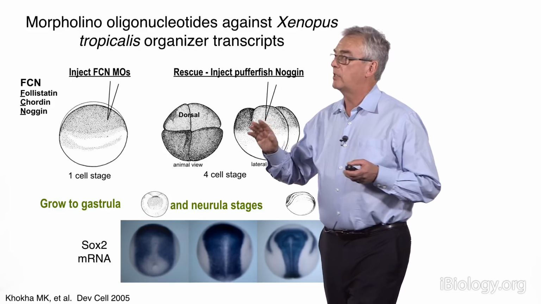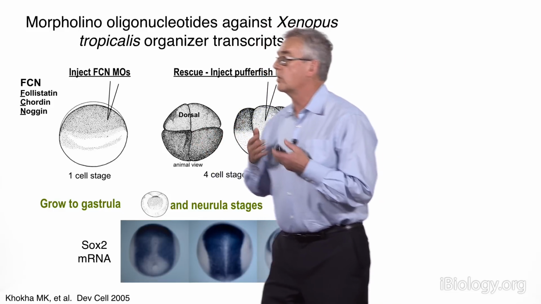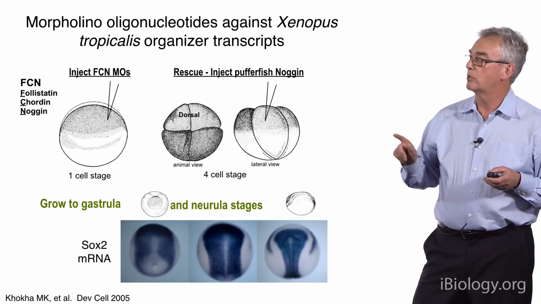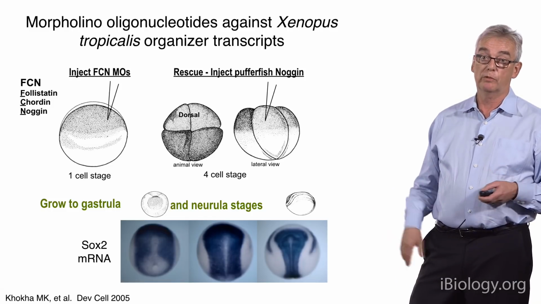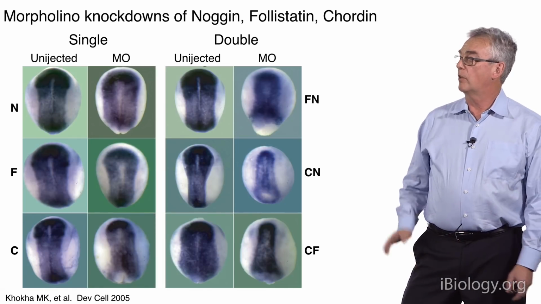Because of the worries about specificity of these reagents, which always become toxic if you put enough of them in, we do a specificity assay of rescuing. By cloning the pufferfish noggin, we could use that different sequence to put back BMP antagonist activity, as we'll find out, and rescue the whole process. So these are the kinds of results.